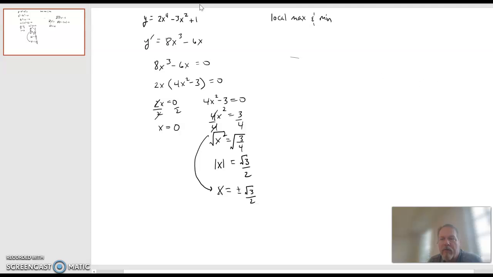Notice that the derivative doesn't have any places where it's undefined. It's a nice smooth cubic. No division by 0, no square root of negative numbers. So I don't have to check for undefined. Those are other types of critical points. I just check where this derivative is equal to 0, and I get 3 values: 0, square root of 3 over 2, and negative square root of 3 over 2. Let's put 0 in the original equation. y of 0 equals 2 times 0 to the 4th minus 3 times 0 squared plus 1, which gives me 1.